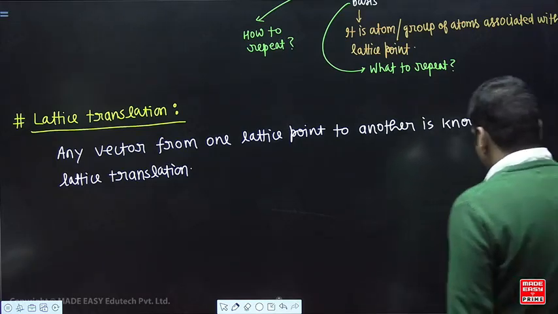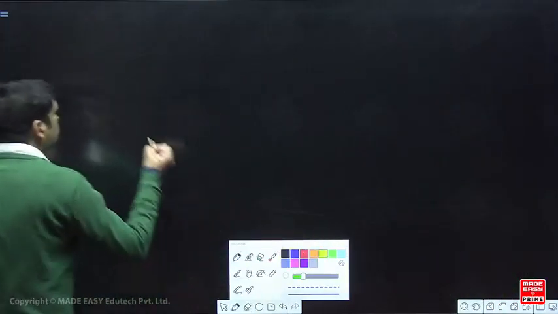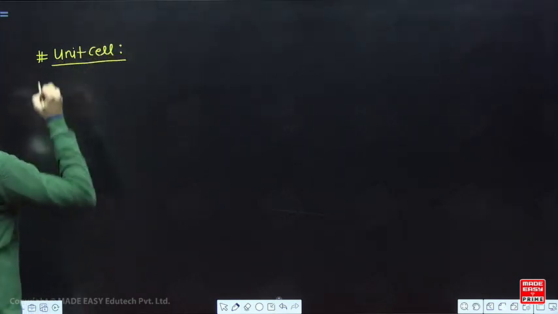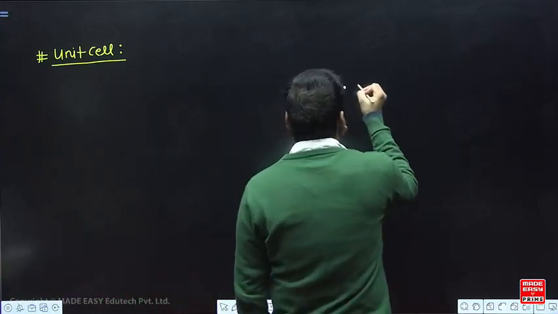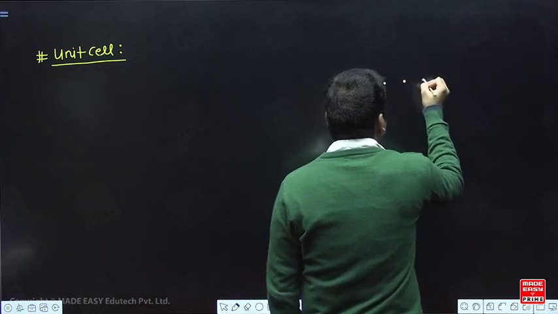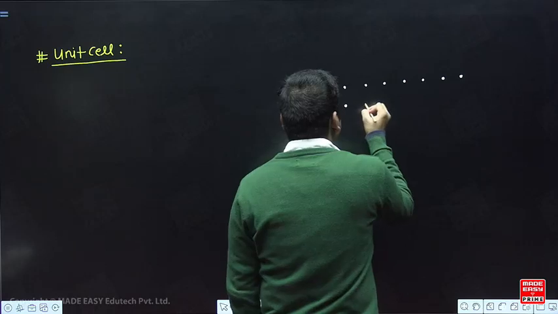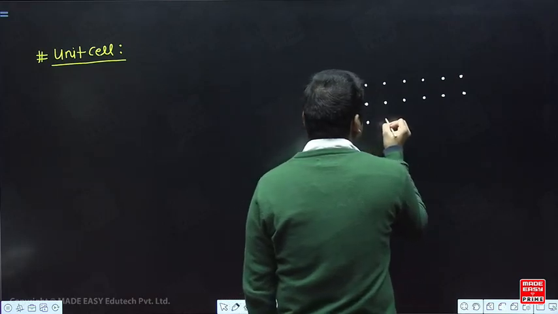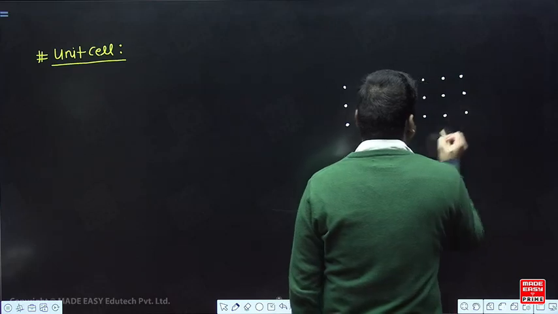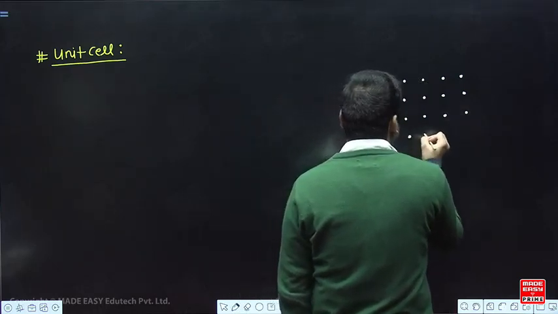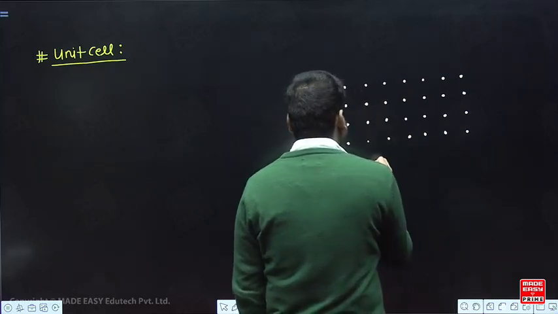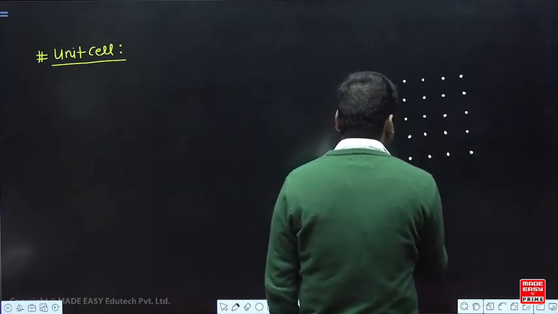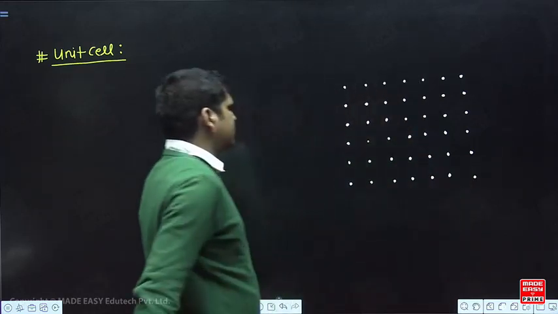Next, unit cell. Let us suppose you have a lattice. Similarly, you can talk about crystal also, because at each lattice point there would be an atom. So it is nothing but a crystal also. This is your lattice, right?